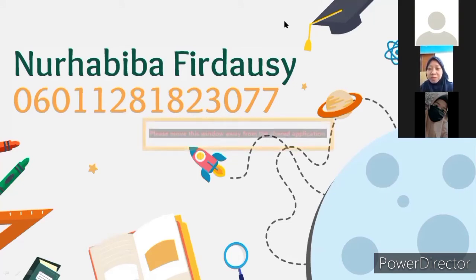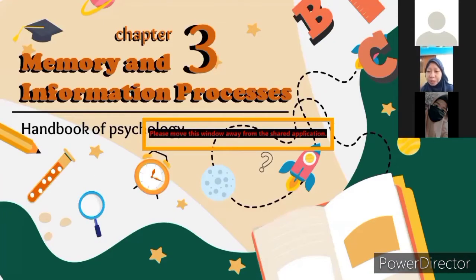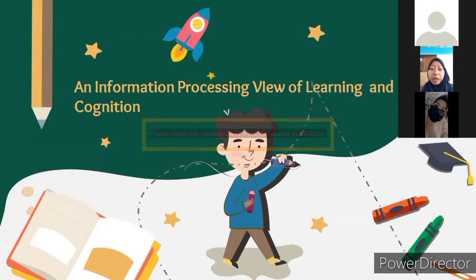Okay, so today we are going to talk about Chapter 3, Memory and Information Processes. This chapter was taken from Handbook of Psychology. Okay, so the first one, we are going to talk about an information processing view of learning and cognition.